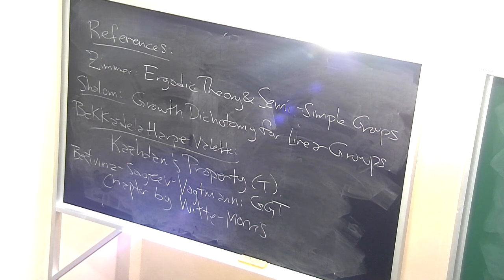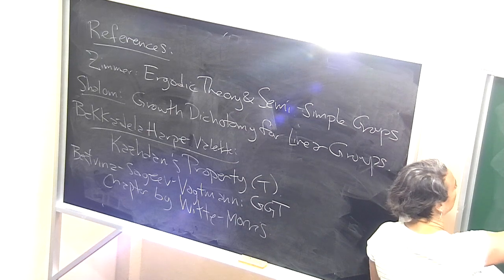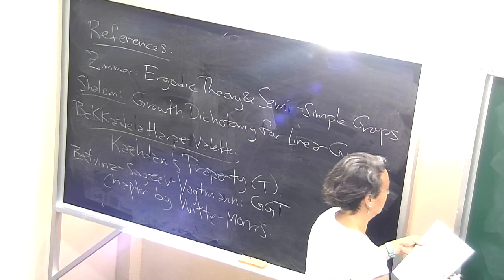out. You can find some of them online, or maybe you have access to them through your university. I just want to give you a brief outline of what we're going to discuss. So we're going to start with amenability.